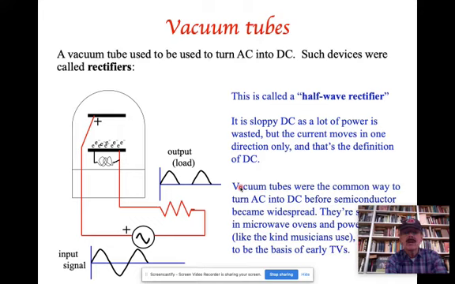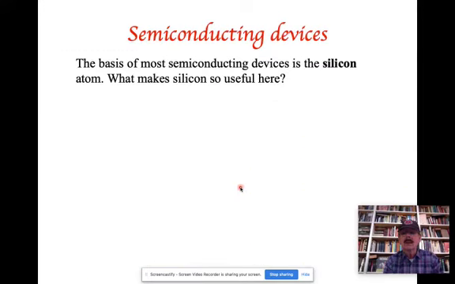These devices are still used in microwaves. They're also used in power amps, like if you have an electric guitar, the power amp. Devices that require or that generate a lot of heat will often use vacuum tubes. So what took the place of vacuum tubes were devices that were based on semiconductors.